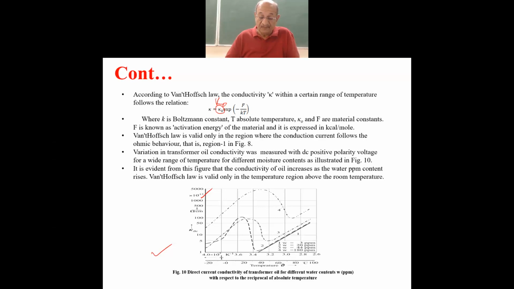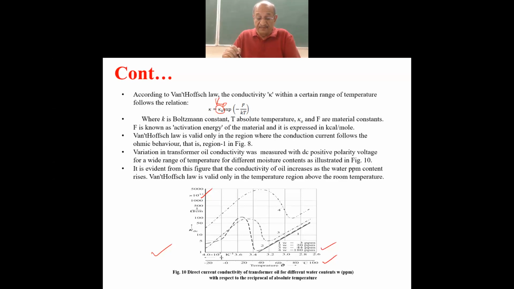Then this is the current, and this axis has been calibrated in degrees centigrade, the temperature of the sample of oil. And as you can see here, the temperature is given with respect to the reciprocal of absolute temperature. This axis is in Kelvin, the reciprocal of the absolute temperature. It has been measured for different moisture content in parts per million: 3, 20, 44, and 180 parts per million. As you can see here, the conductivity varies in a very typical fashion.